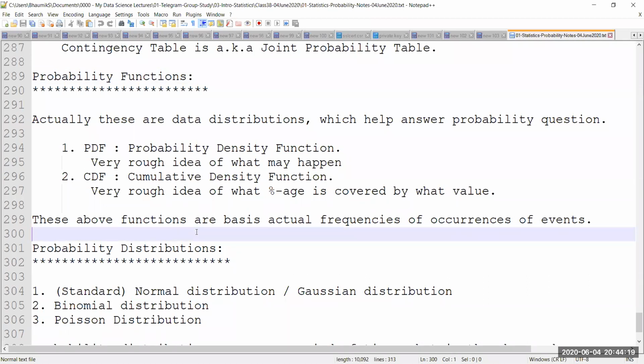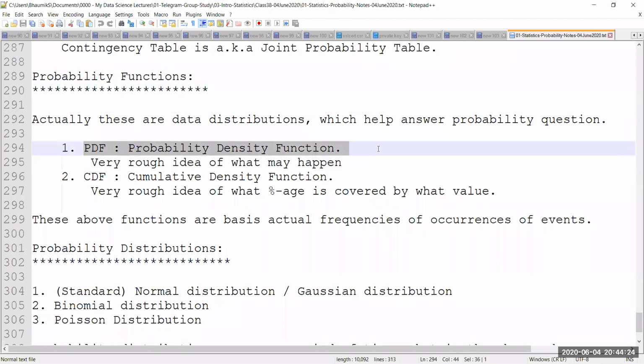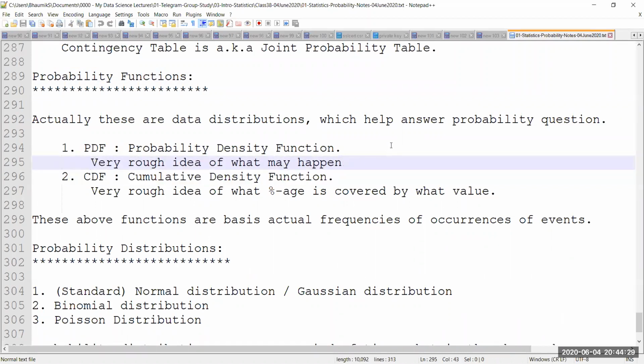So until the last session, we have looked into probability functions. We looked into probability density function, which helps us give a very rough idea of what may happen. So I would like to quickly recap this. We had a clear case of data which was represented in the form of x and y axis. And then we had things like the histogram. So we had blocks like these, which represented the histogram or the distribution of the data, which looked something similar to this.